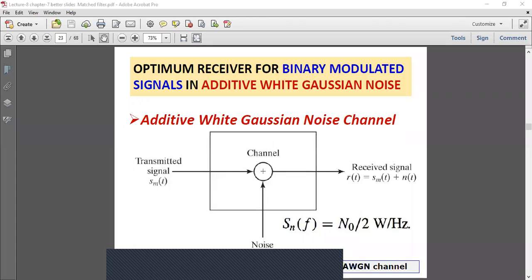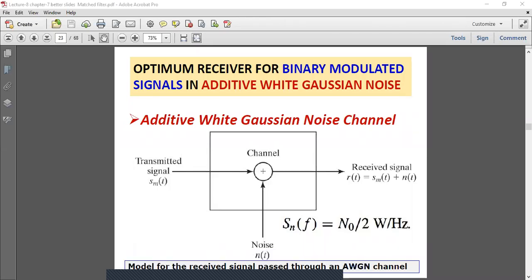So we are in section 7.5, optimum receiver for binary modulated signals in additive white Gaussian noise. This is the simple channel model of AWGN. We have a transmitted signal s_m(t), and then noise n(t) is added. So the received signal is the transmitted signal plus noise. The noise spectral density is N0 by 2 watts per hertz. So this is the model of the AWGN channel.